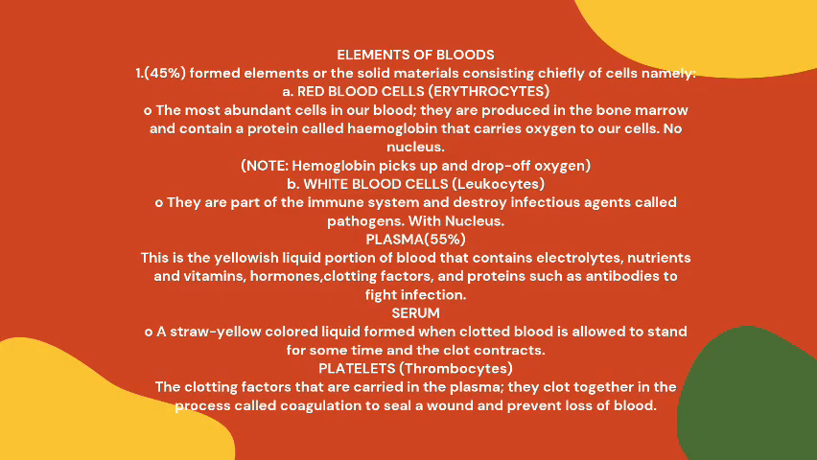Elements of blood, 45% formed elements or solid materials constituting chiefly cells, namely: A. Red blood cells, the most abundant cells in our blood. They are produced in the bone marrow and contain a protein called hemoglobin that carries oxygen to our cells. They have no nucleus. Hemoglobin picks up and drops off oxygen.